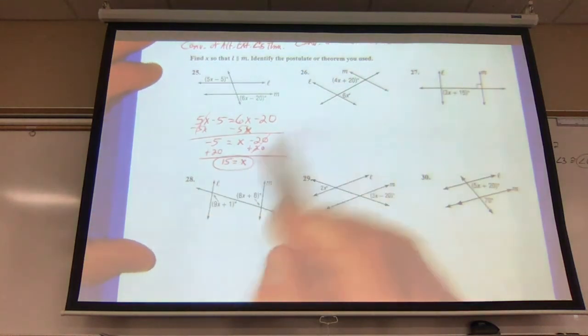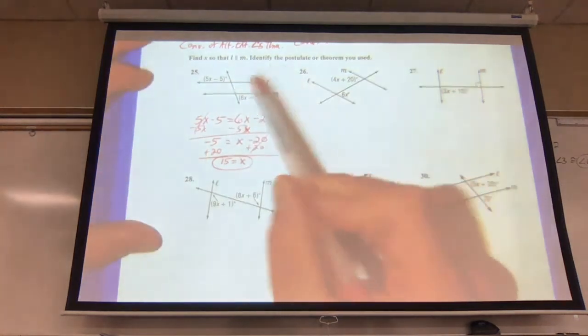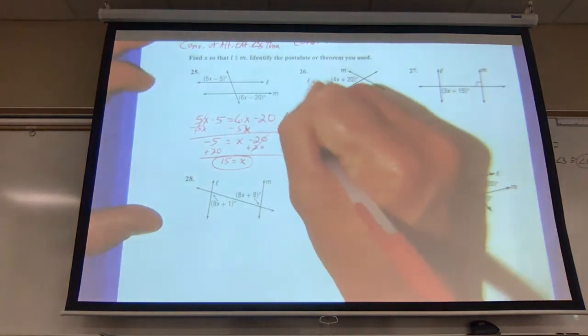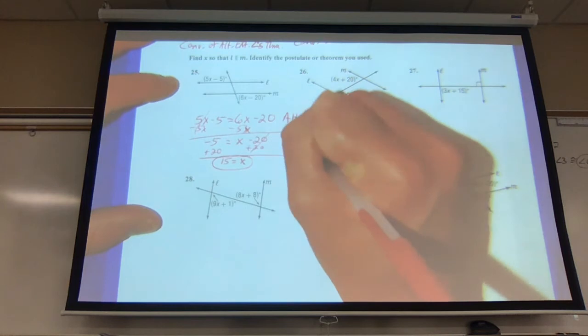So x is 15. That's one of the answers they wanted. X would be 15 to make those lines parallel. And then they want the theorem or postulate. Since those are alternate exterior angles, this is your alternate exterior angles theorem.